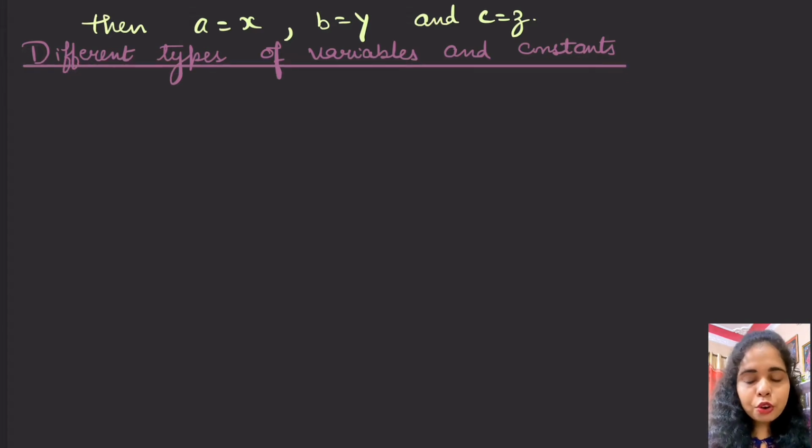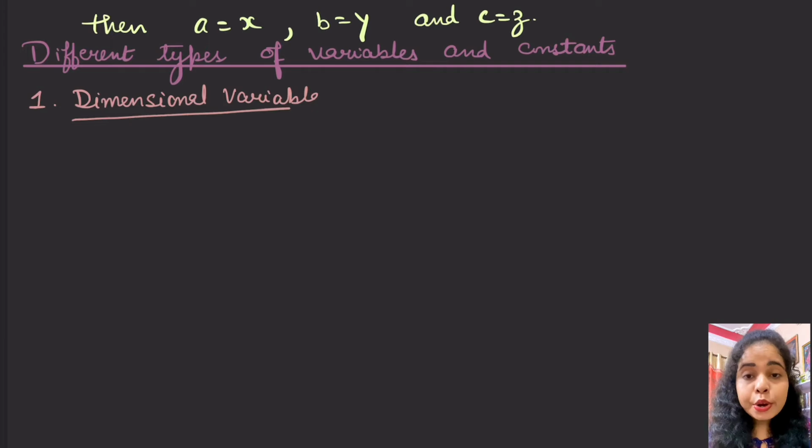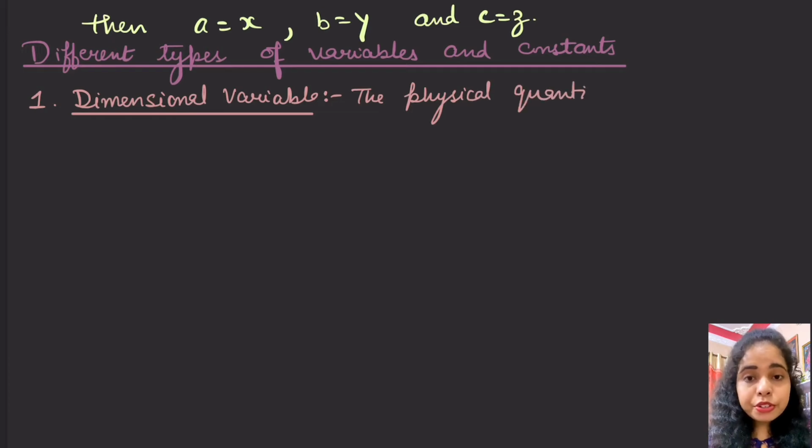So now we will talk about the different types of variables and constants which exist in physics. The first point which we will discuss is dimensional variable. As the variable suggests, that the thing which is not constant, whose value keep on changing with time or place. So dimensional variable is that physical quantity which has dimensions, but the quantity keeps on changing. That is why we call this kind of physical quantity as a dimensional variable.